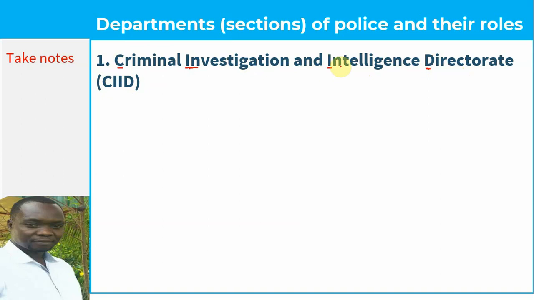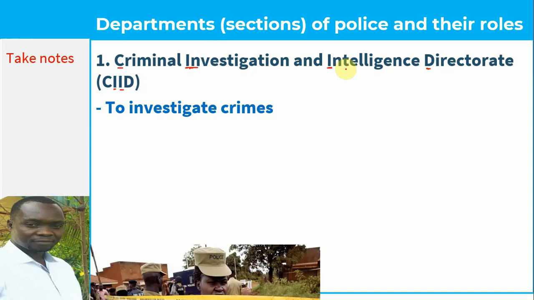Most times, children tend to interchange the letter I and letter I. Most times we say Criminal Intelligence and Investigation Directorate. That is not correct. The right order is investigation first and then intelligence second. And that brings us to the first department or section of the police. What is the role? The role is to investigate crimes. That is the role of that department.